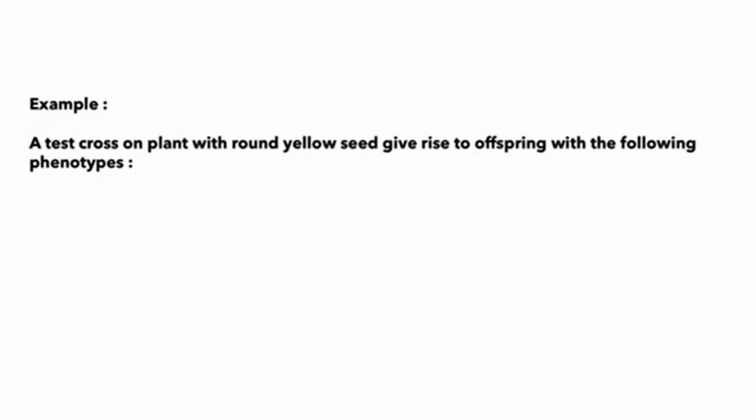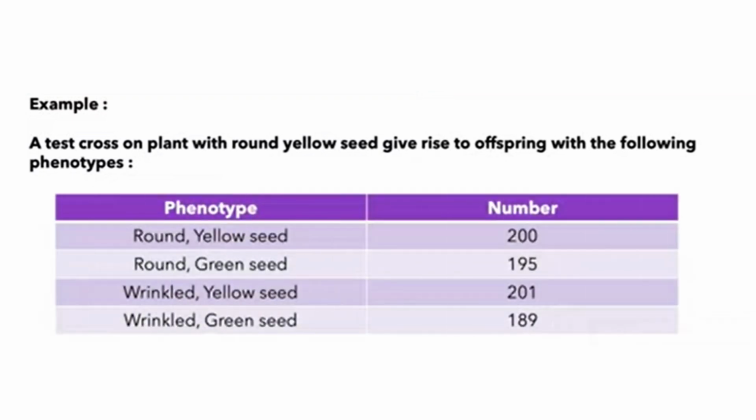Another example: a test cross on a plant with round yellow seeds gives rise to offspring with the following phenotypes. As you can see, the numbers are very close to each other, implying that the ratio is 1 to 1 to 1 to 1. So the two genes are unlinked, and this is a dihybrid cross.